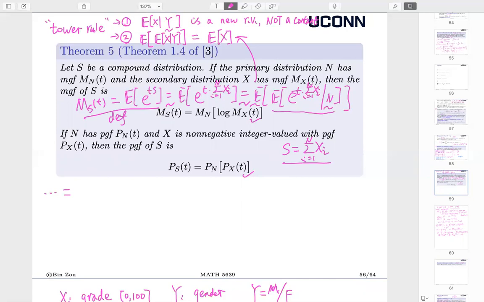Once I condition on N, the inside part, I can now treat N as a constant. So with N being conditioned, I can roughly treat it as a constant. Since it's a constant, what do you have? Because they are independent now, it's nothing but the product.